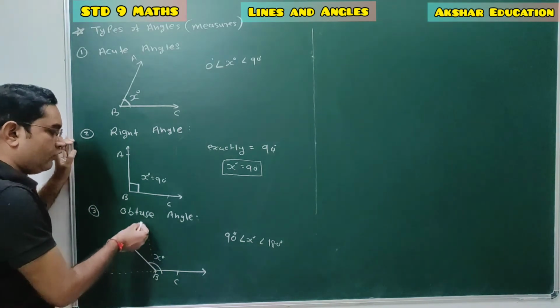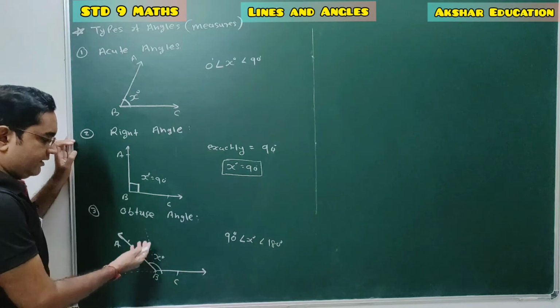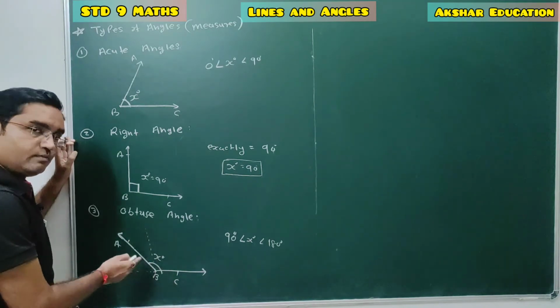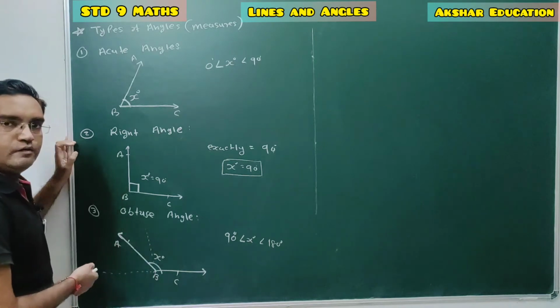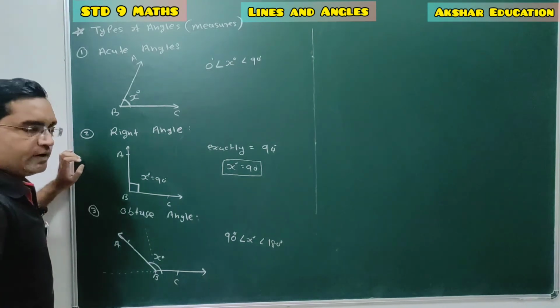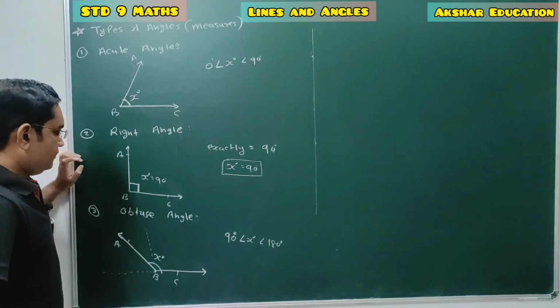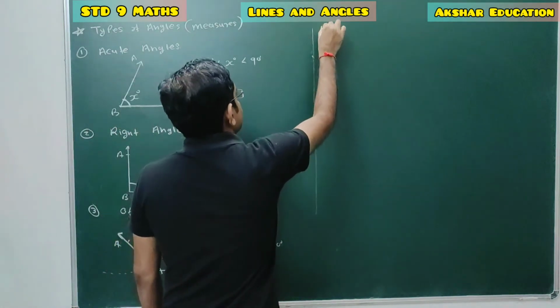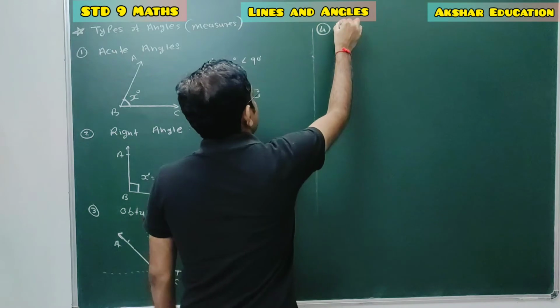Clear students? Obtuse angle is greater than 90 degree and it must be less than 180 degree. So this type of angle is known as obtuse angle. Now fourth is straight angle.